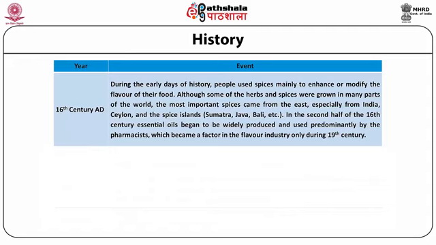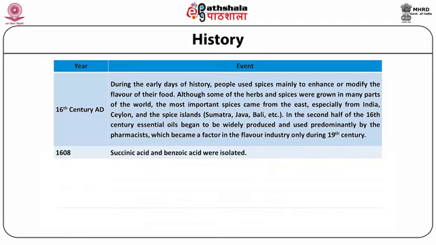In the second half of the 16th century, essential oils began to be widely produced. So from these spices, essential oils were produced, and they were predominantly used by pharmacists, which became a factor in the flavor industry only during the 19th century. Till then, the flavors were used as such.